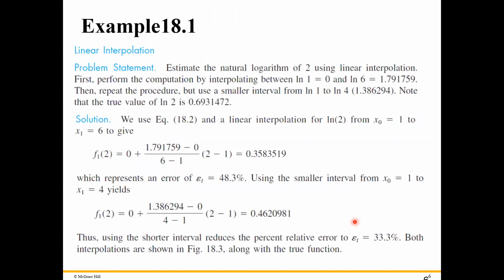In order to apply this formula, let's estimate the natural logarithm of 2 using linear interpolation. First perform the computation by interpolating between log 1 equal to 0 and log 6 equal to 1.791759. Then repeat the procedure using a smaller interval, from log 1 to log 4, which is 1.38694. Note that the true value of log 2 is 0.6931472. So the problem states: using first order linear interpolation, find the value of log 2.